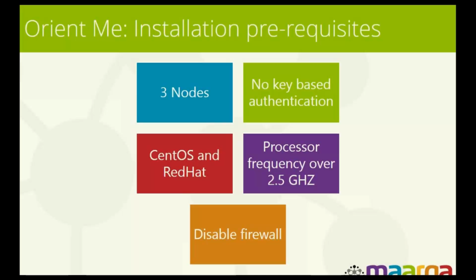One of the other important considerations is to ensure that the processor frequency is greater than 2.5 gigahertz. If it is any lesser than 2.5 gigahertz, the installation would fail halfway through. So just ensure, from the configurations or from the cloud providers from whom you will be getting this instance, that the processor speed is greater than 2.5 gigahertz, and disable any firewall.